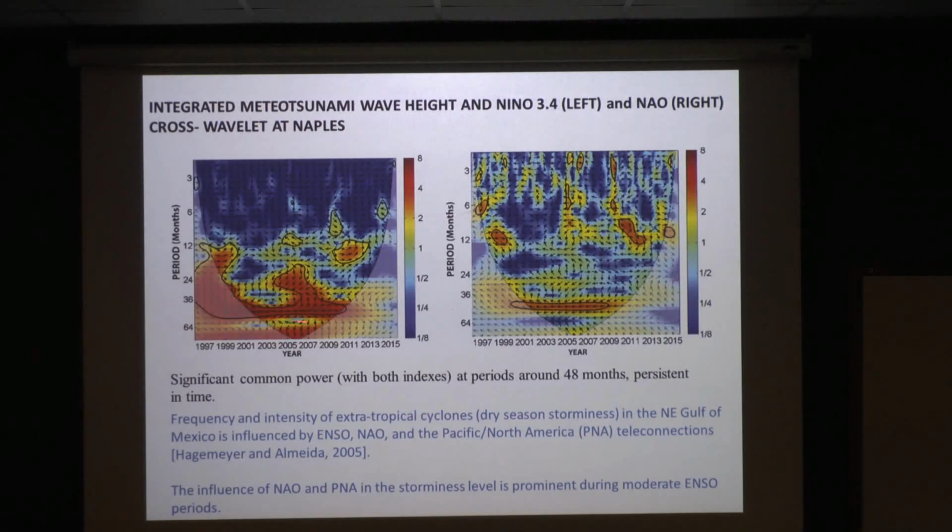In this case, what the arrows are showing is the phase between the time series. If the arrow is looking in this direction, it means that they are in phase. That means that a positive El Niño will create an increase in the activity of the meteotsunami level in this area, and the NAO would act in the opposite direction. We would need a negative NAO to produce an increase of the meteotsunami activity.